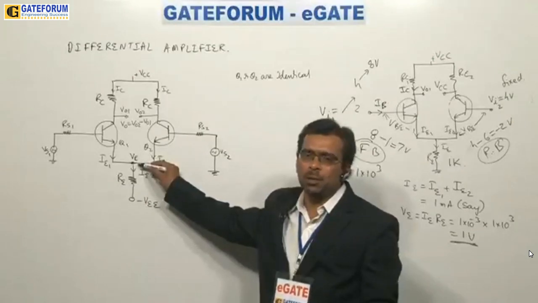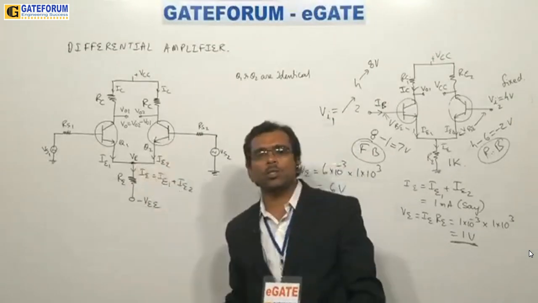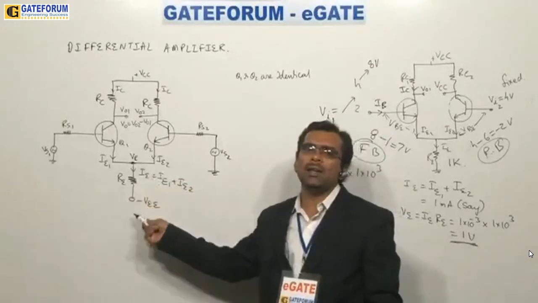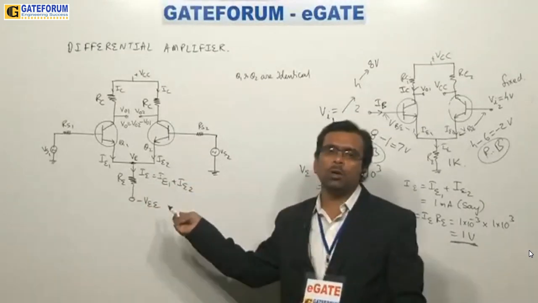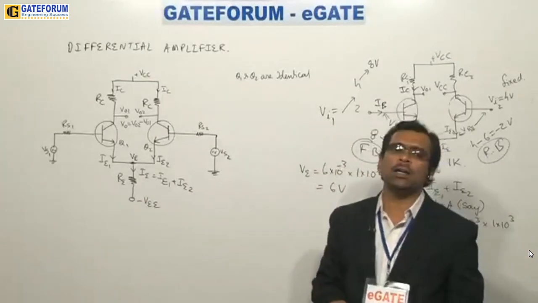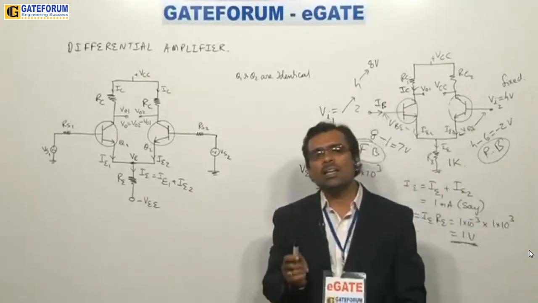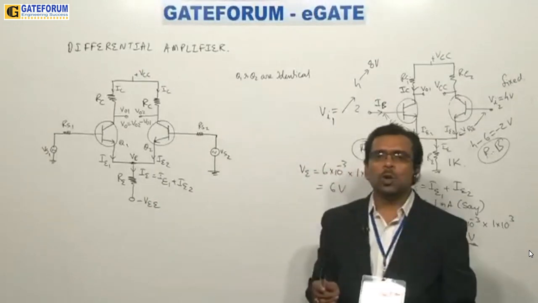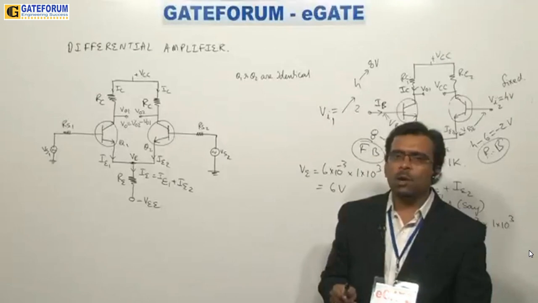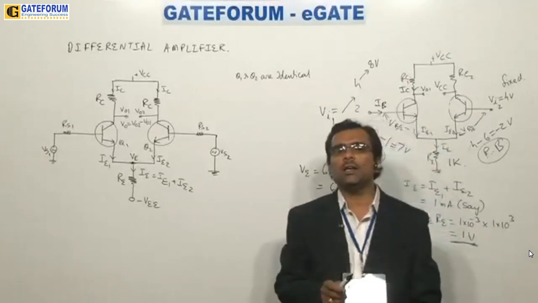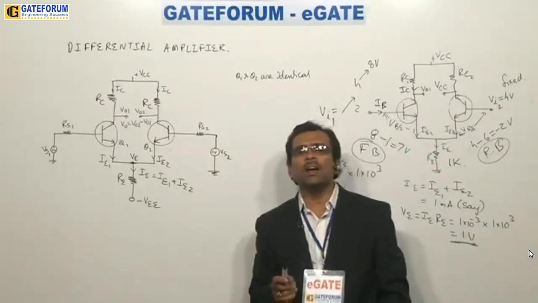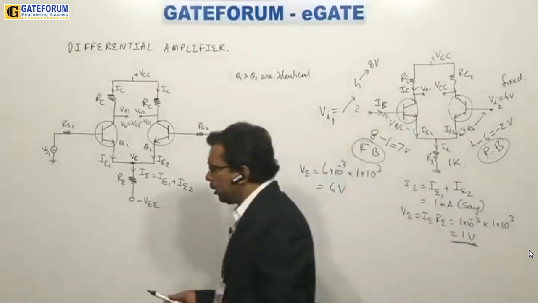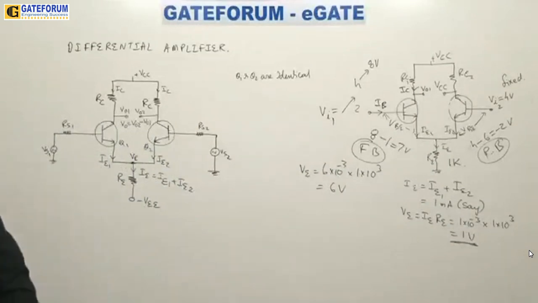Okay, output will not be stable. So how to make this output stable? You have to control the voltage in the RE resistor. How do you control the voltage in RE resistor? IE into RE, RE is constant, so IE must be controlled. To control IE, we need a constant current source. So let us try to study this point, constant current source.